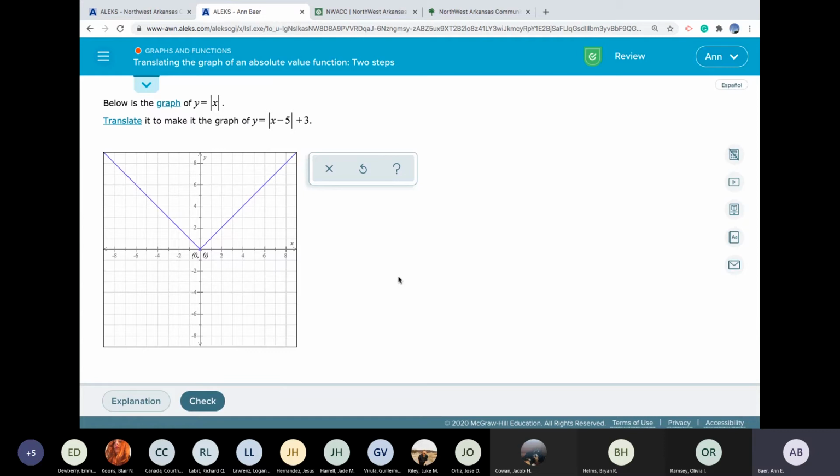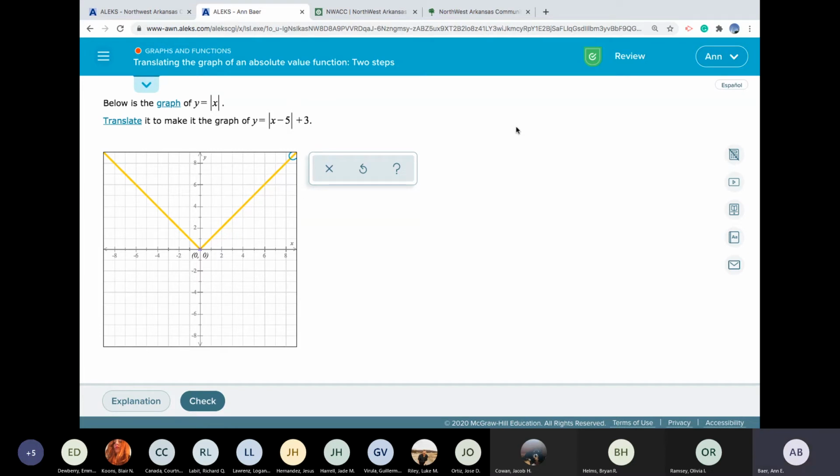So let's take a look. It's just a random problem. And here's our parent function. The graph looks like this. Translate it to make the graph of y equals absolute value x minus 5 plus 3.